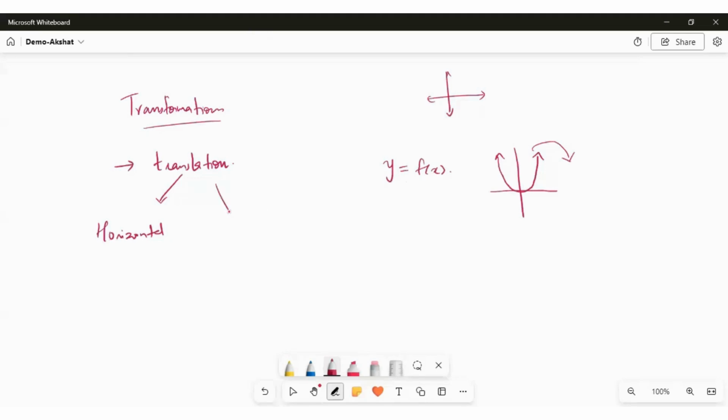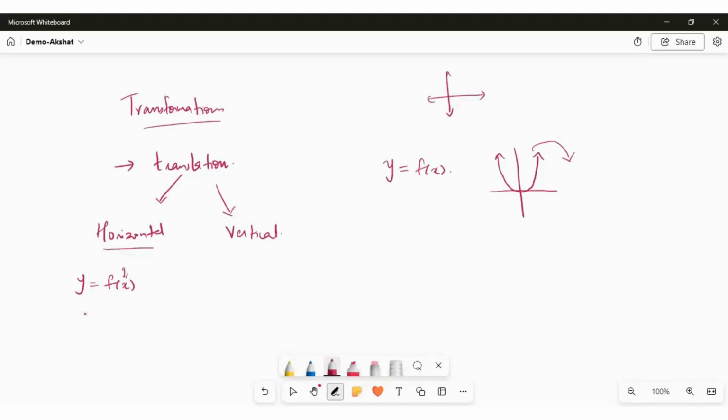Okay, so we have horizontal translation and vertical translation. In horizontal translation, we are shifting it over the x-axis, isn't it? So if you have y is equal to f of x, since we're shifting it along the x-axis, the change should be inside, for the input. So when it comes to horizontal translation, we always change the input.